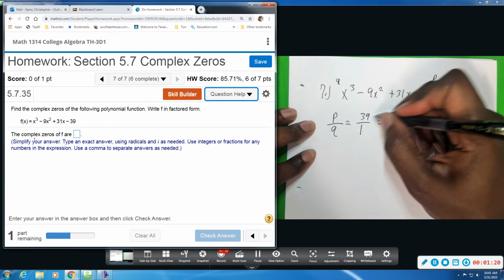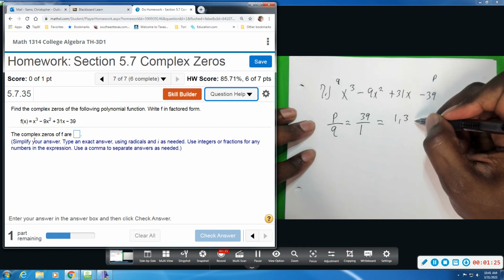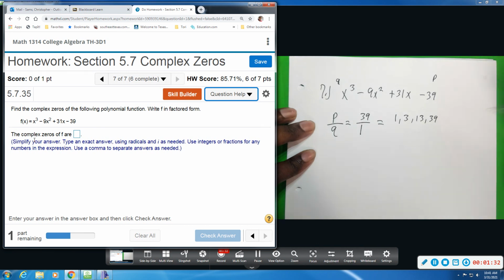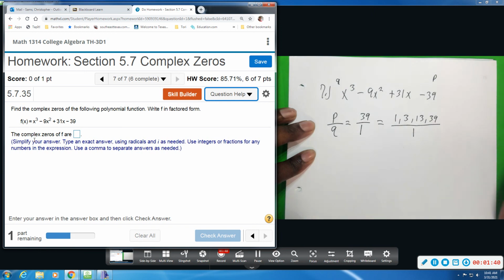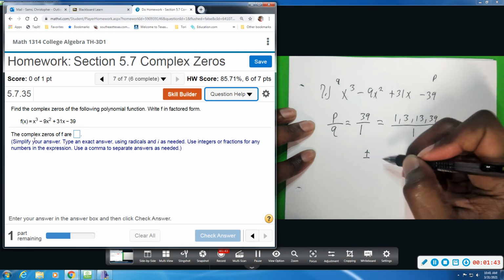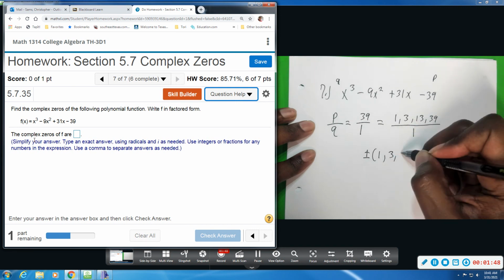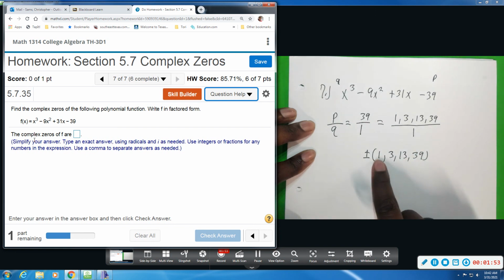The factors of 39 are 1 and 39, 3 and 13. I think that's it. 1, 3, 13, and 39. And on the bottom, the only factor is 1. So we will take all of these numbers, divide them by 1, and remember positive or negative. So we have positive or negative 1, 3, 13, and 39. So this is 2, 4, 6, 8 numbers to try when you think positive or negative.